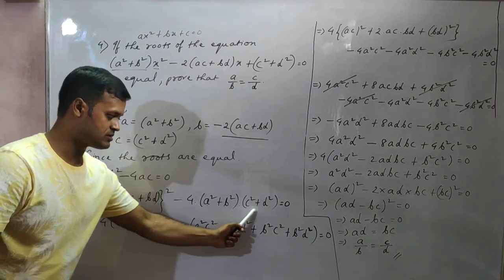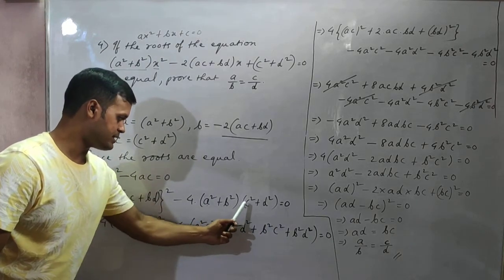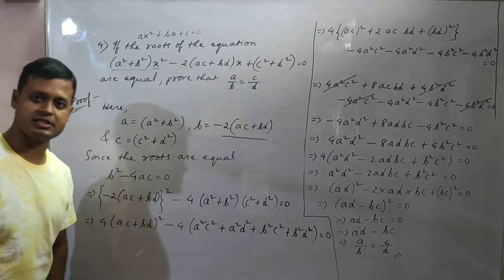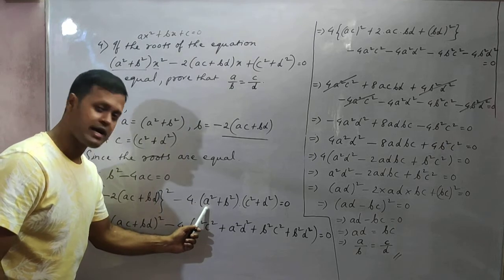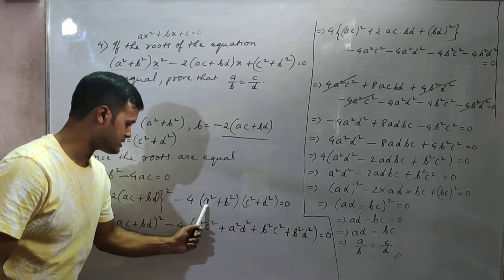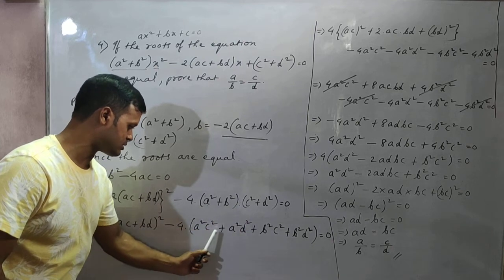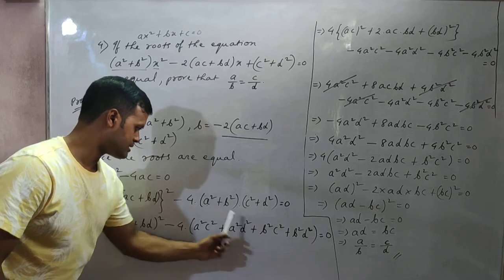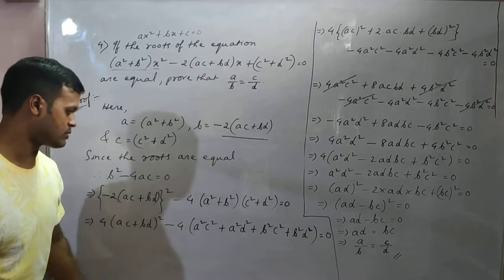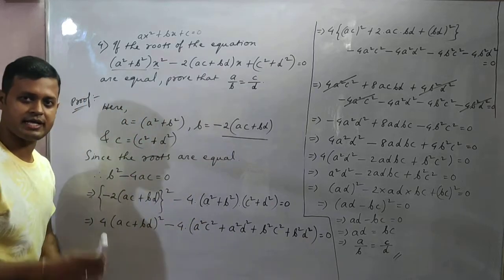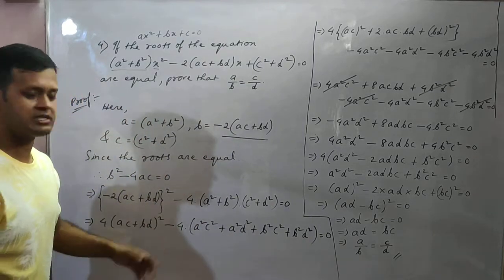into c square plus d square. This bracket and this bracket will multiply. See very carefully. A square into c square is a square c square. This a square into c square will become a square c square, plus a square into d square will become a square d square, plus b square into c square will become b square c square, and plus b square into d square will become b square d square. Directly I am multiplying, otherwise it will become even bigger.